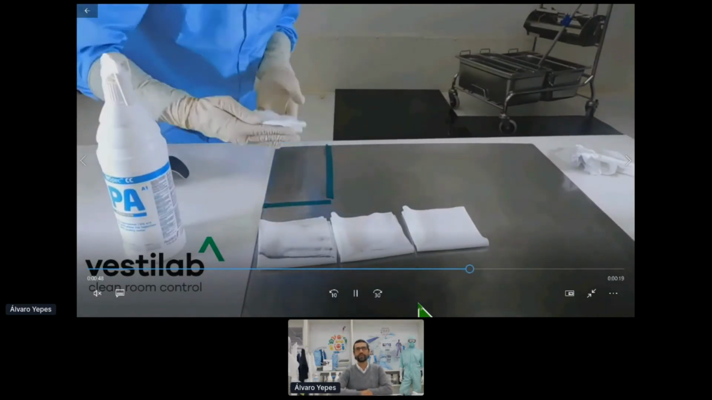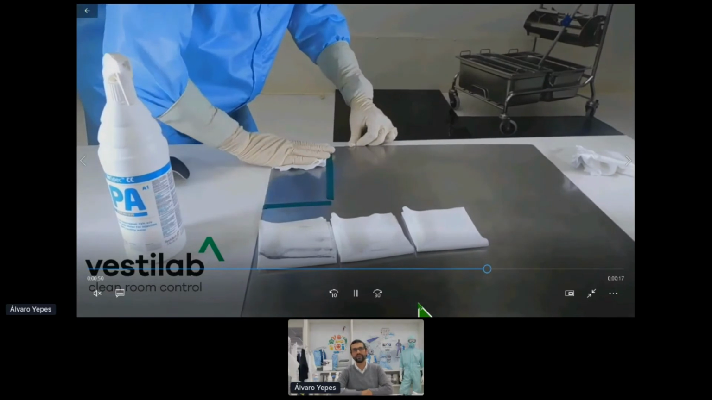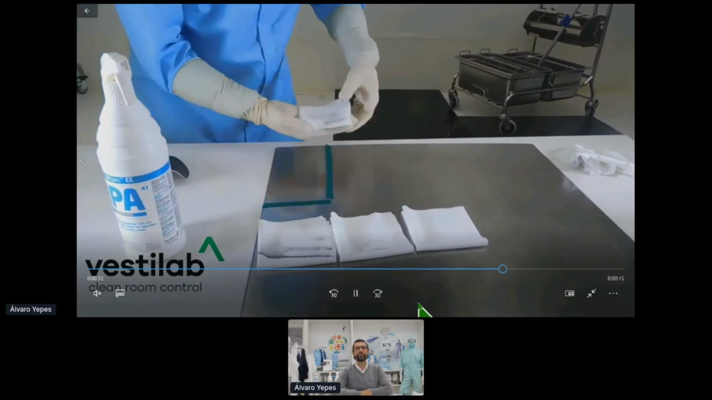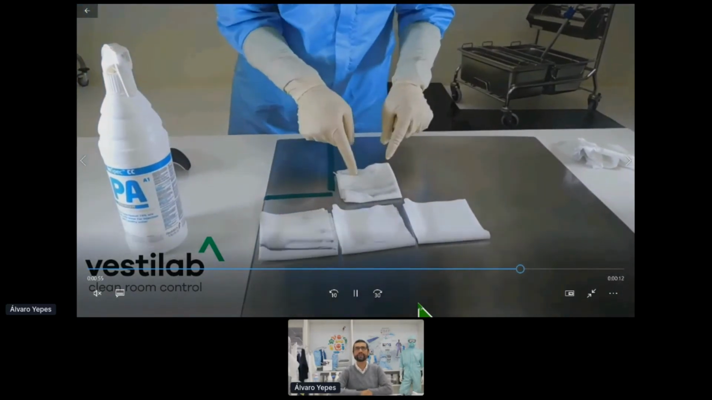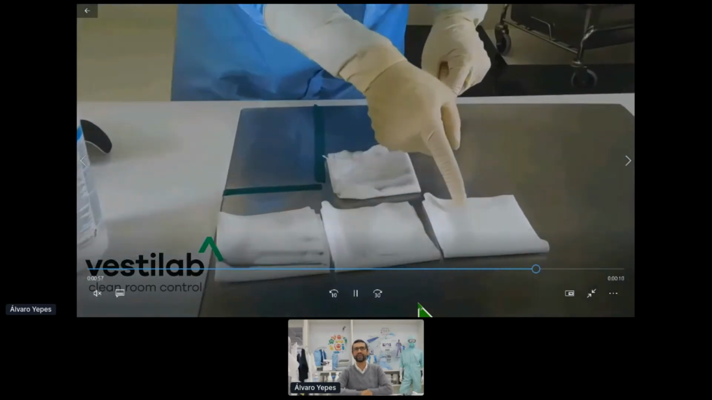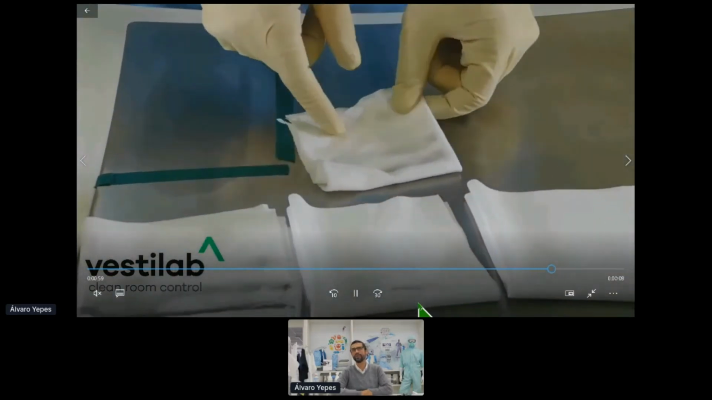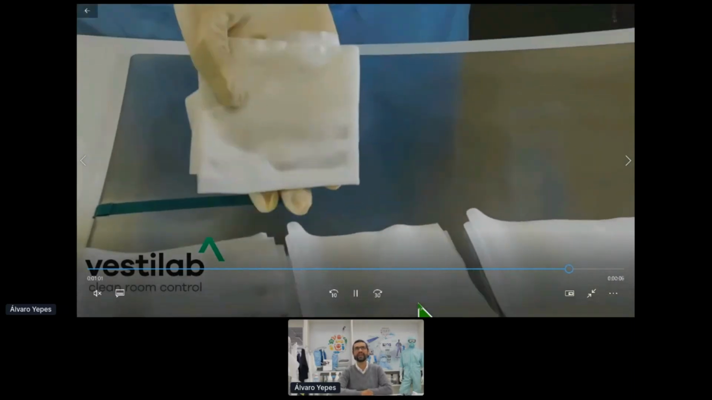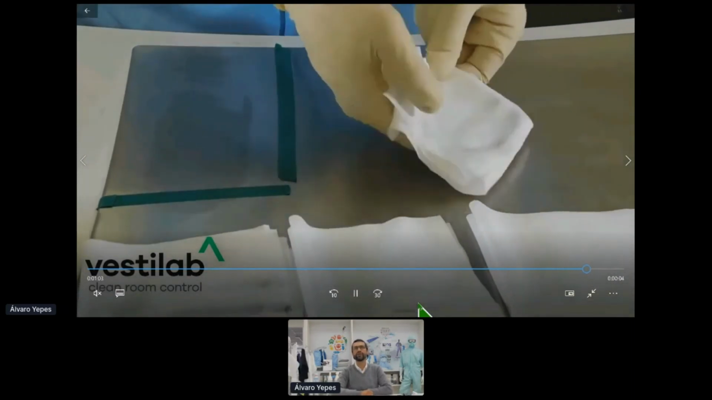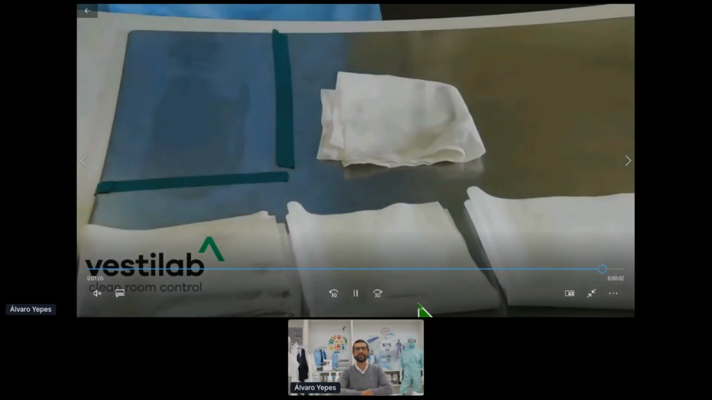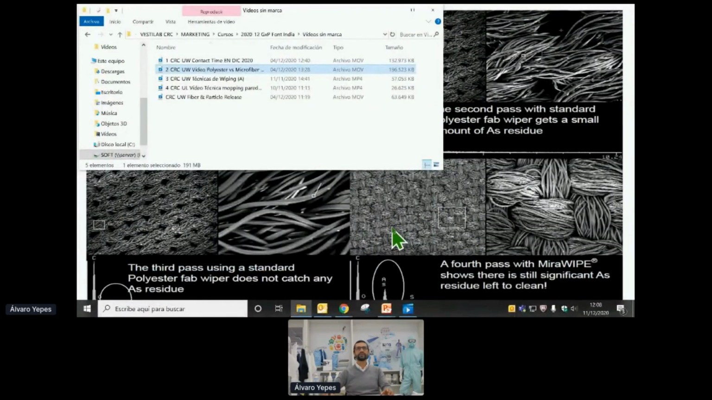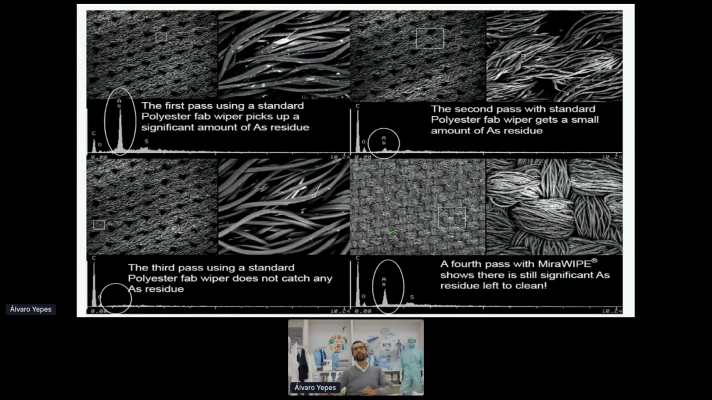So now in the last one, we're using a special microfiber that you can use to wipe down the same area. And we can clearly see that what we call on the third polyester wipe as clean still has a lot of contamination on it. So why does this happen? The reason for this to happen is the material itself.